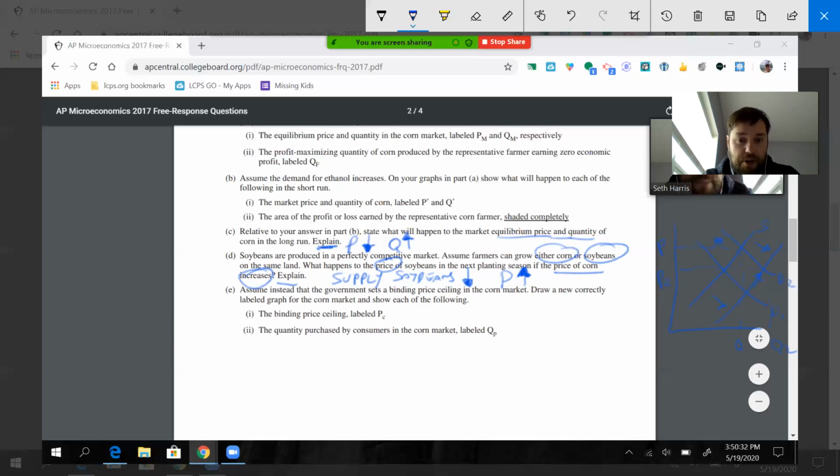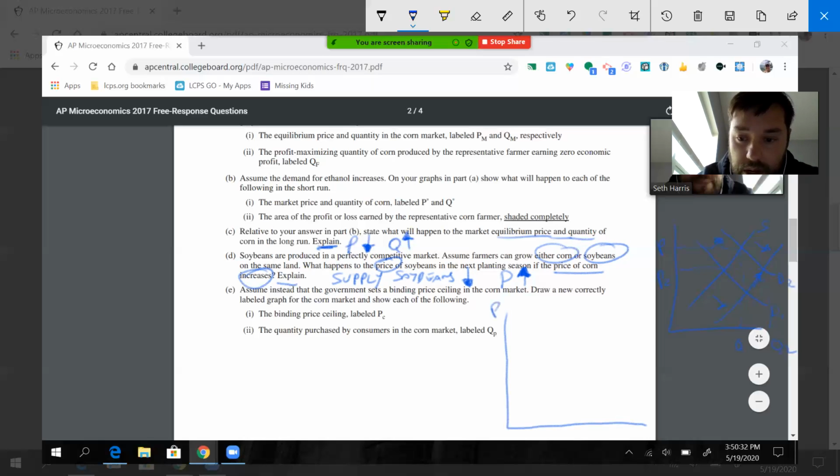Okay, so part E. Assume instead that the government sets a binding price ceiling in the corn market. Draw a new correctly labeled graph for the corn market and show each of the following. Binding price ceiling and the quantity purchased by consumers in the corn market labeled Q sub P. Okay, so this one is just really draw out a sketch of the corn market with a price ceiling.